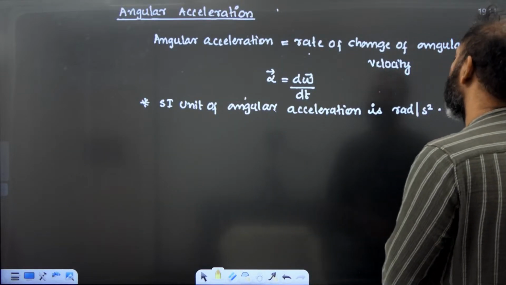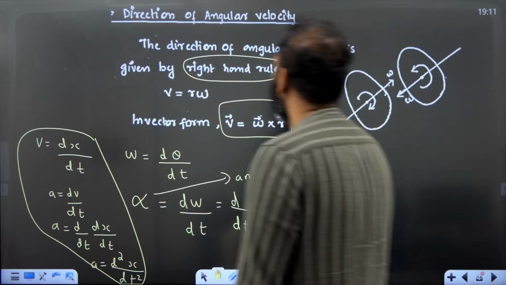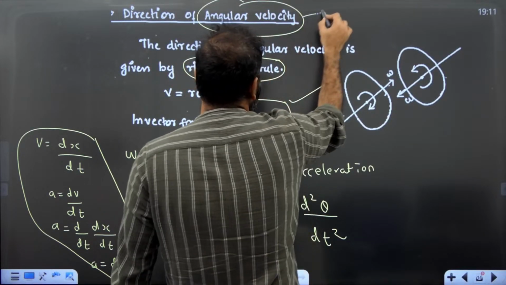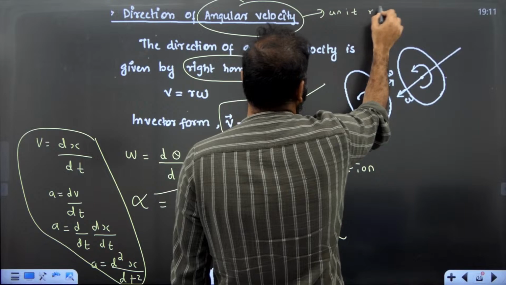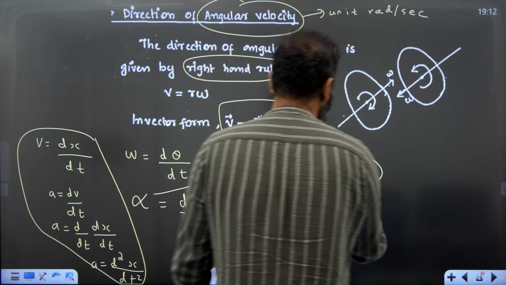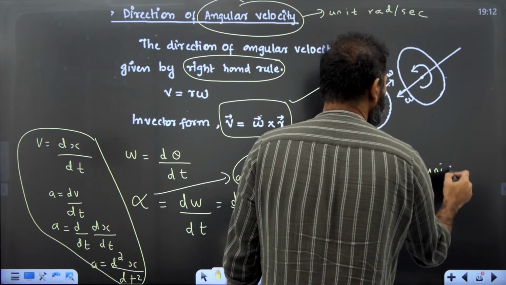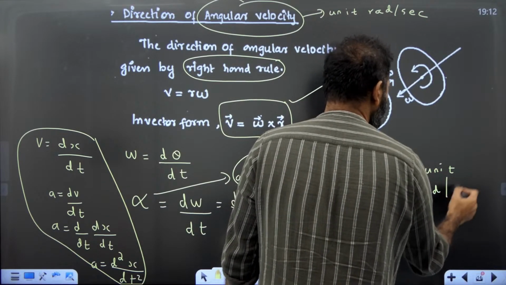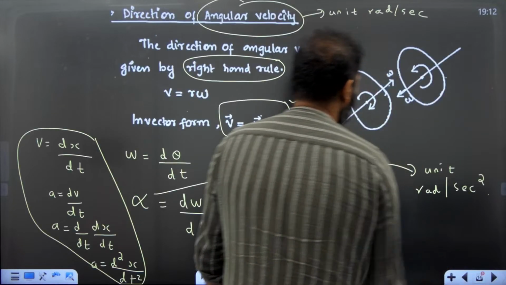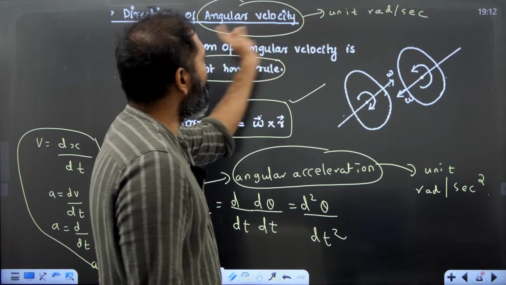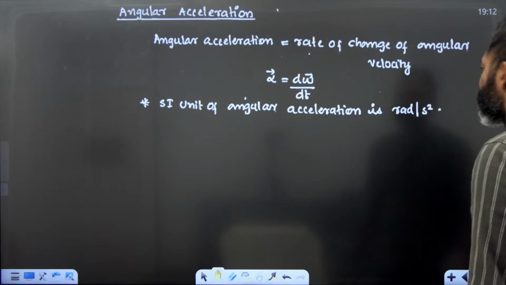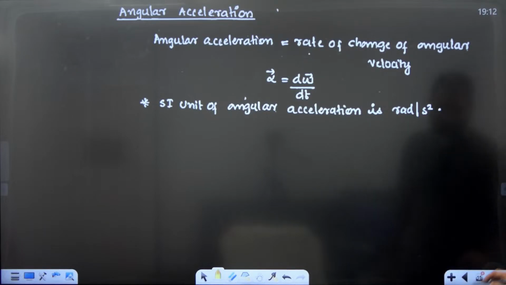Next, angular acceleration we have discussed. Unit of angular velocity is radians per second. Unit of angular acceleration is radians per second square. That we have discussed: the SI unit of angular acceleration is radians per second square.